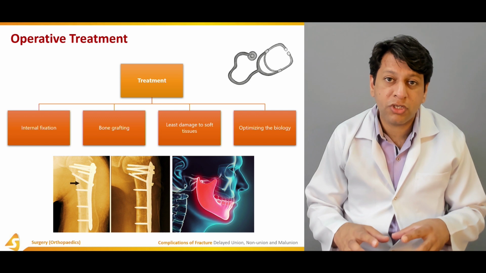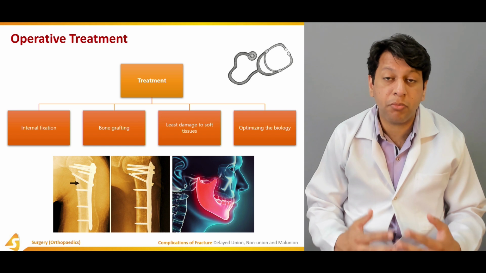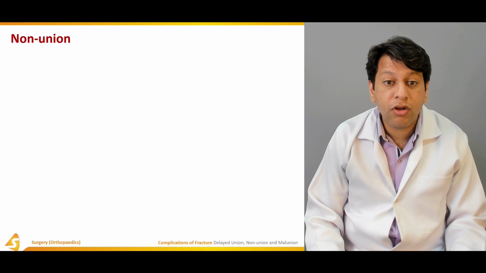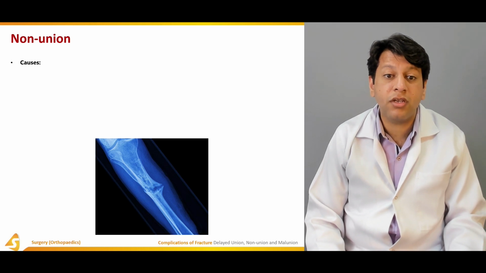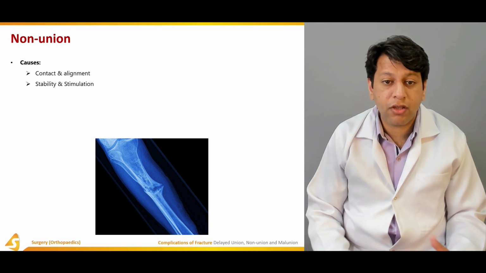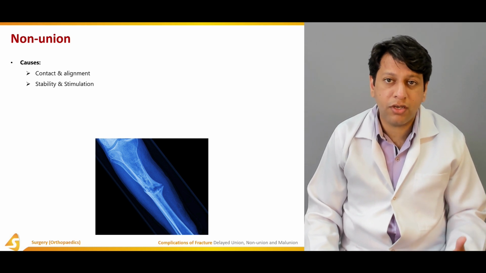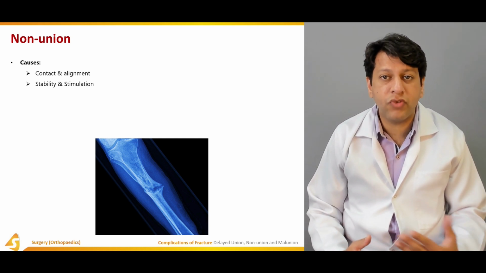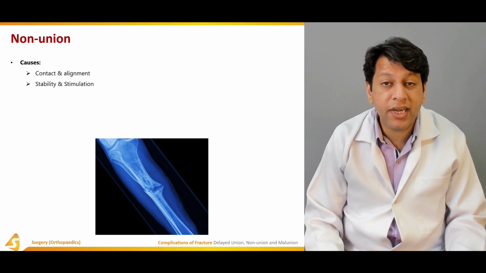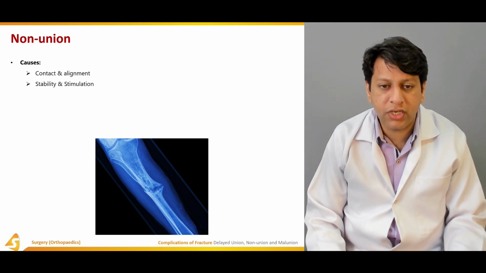We need to respect the soft tissue. By damaging too much soft tissue, especially by periosteal stripping, we would further compromise the blood supply to the bone. The other option of non-union treatment basically depends upon what is causing the non-union. If contact and alignment is the problem, then we can redo the surgery with some kind of fixation with bone grafting. If stability and stimulation is important, then, depending upon what type of non-union it is, we can move to a certain type of treatment.